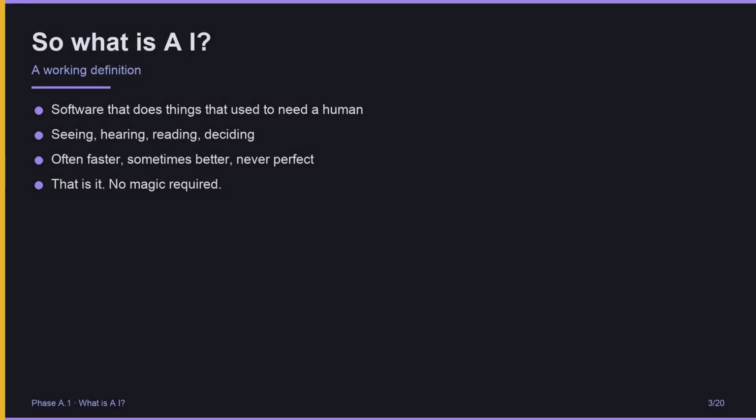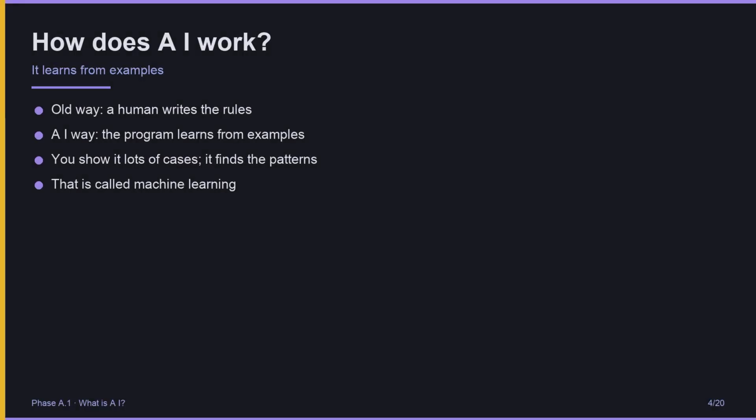So what is AI, in plain English? AI is software that does things that used to need a human. Seeing what is in a photo. Hearing words in a recording. Reading a document and pulling out the important parts. Deciding what is spam and what is not. Often AI does these things faster than a human could. Sometimes it does them better. It never does them perfectly. That is the whole idea. No magic required. How does AI actually work?